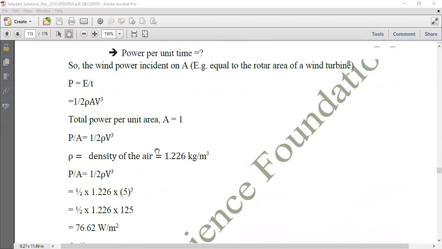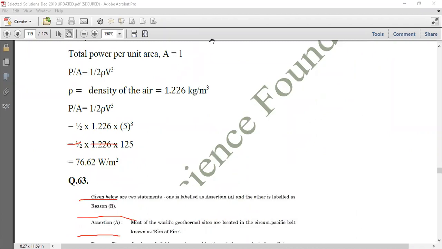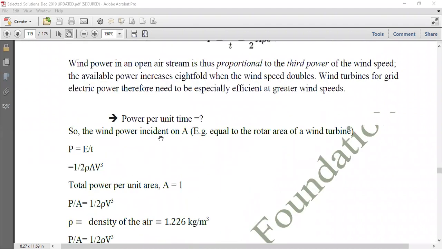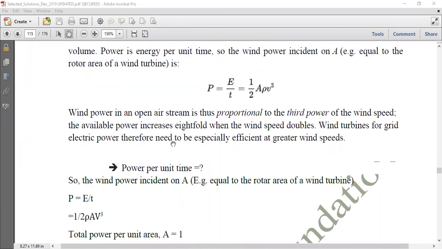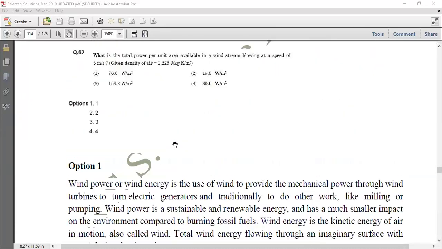So you can see here, as I told you, for power per unit area we have half rho V cube, and we will put in the values, and it will come out to be 76.62 watt per meter square, which is the final answer. So it's a very simple question. Just put in the values and get the answer. You have to be good at reading the question: they are asking power per unit area, plus they do not discuss the Cp. So 76.6 watt per meter square is the correct answer, which is option number 1.